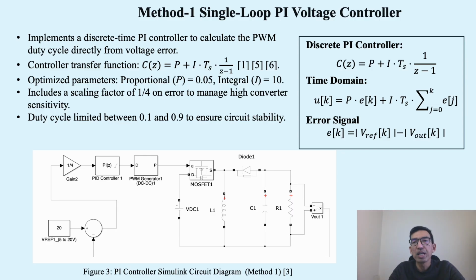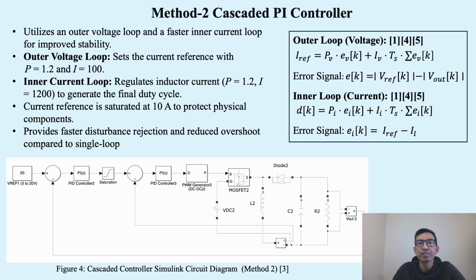Method 1 uses a single loop discrete PI controller. This method is simple. It uses the voltage error to directly calculate the PWM duty cycle. We tune the proportional and integral gains to make it work well. It is P equals 0.05 and I equals 10. We also scale the error down by 1/4 so the controller wouldn't react too aggressively. Finally, we limited the duty cycle between 0.1 and 0.9 to keep the circuit stable.